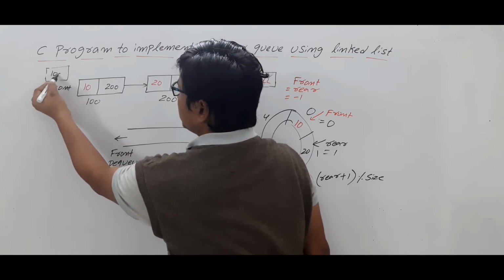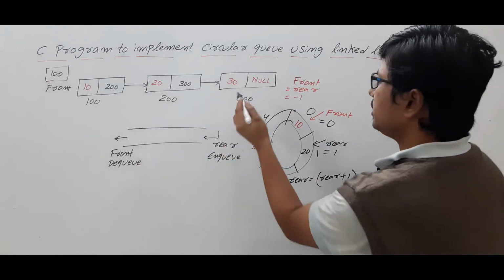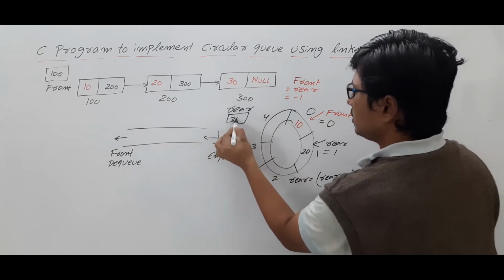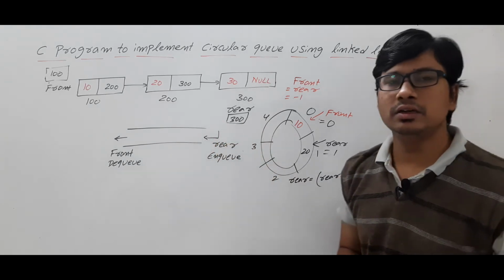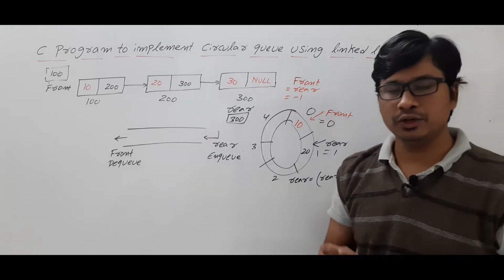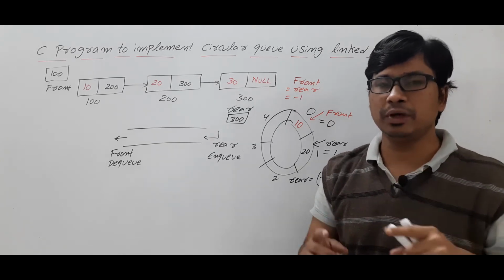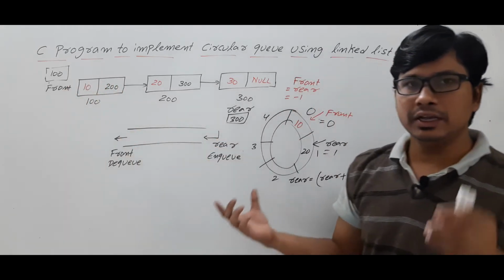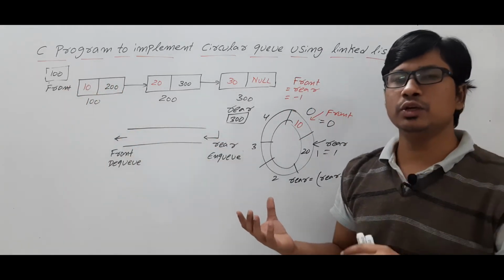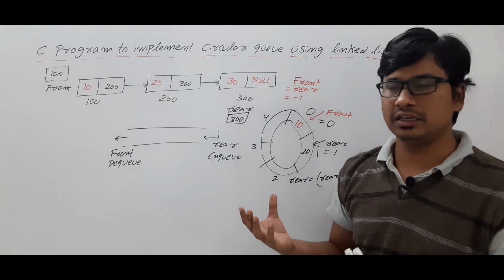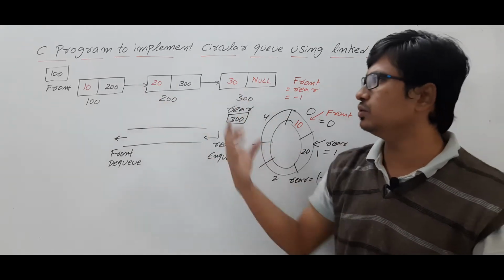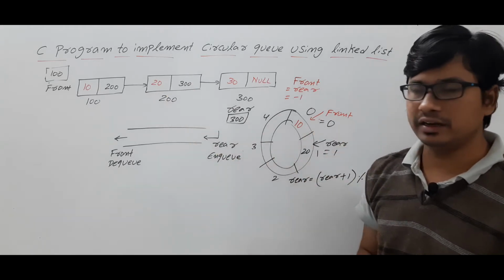Front will be pointing to the first node and rear will be pointing to the last node. Because in a circular queue, the Enqueue and Dequeue operations should be performed in order of 1. If we use only one pointer, either Enqueue or Dequeue will take order of n. Is it clear? Are you able to understand? So to overcome that, we are using two pointers, front and rear.